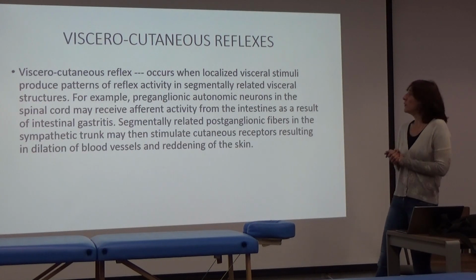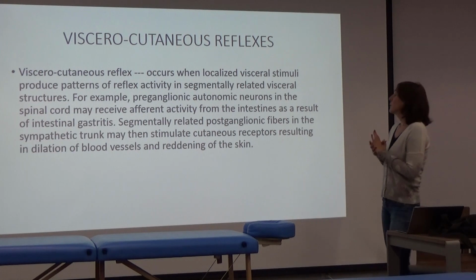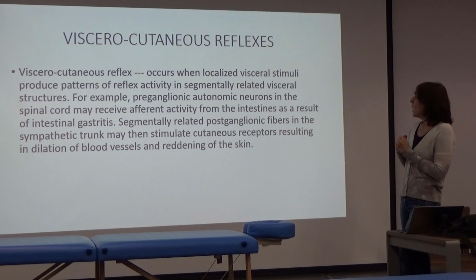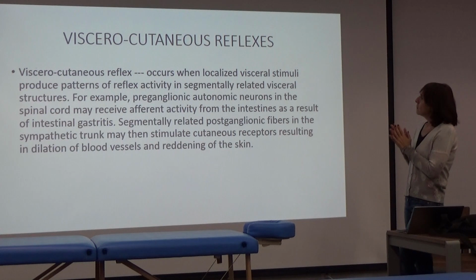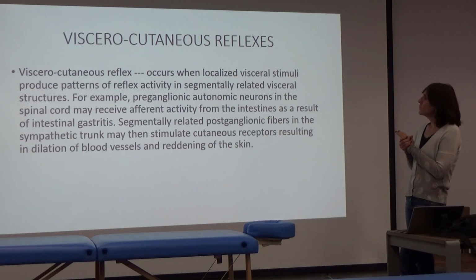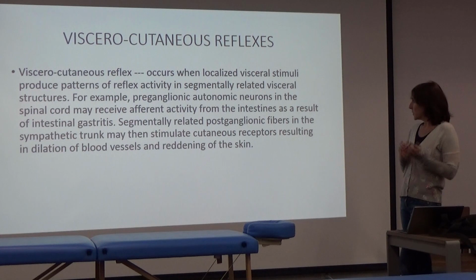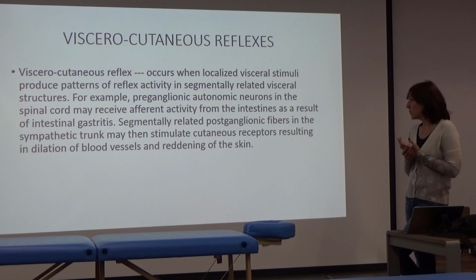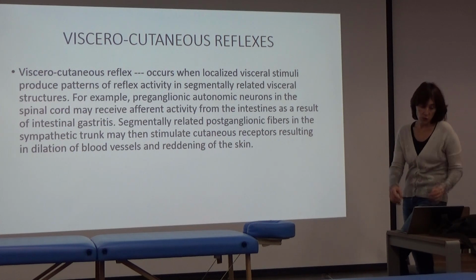Then we've got viscerocutaneous reflexes. That's when the organ influences the skin reflexes. For example, we can have preganglionic autonomic neurons in the spinal cord. They may receive, again, afferent activity from the intestines as a result of, for example, gastritis. And then we have postganglionic fibers in the sympathetic tract, and it might stimulate cutaneous receptors, resulting in dilation of blood vessels, and we're going to notice redness of the skin.